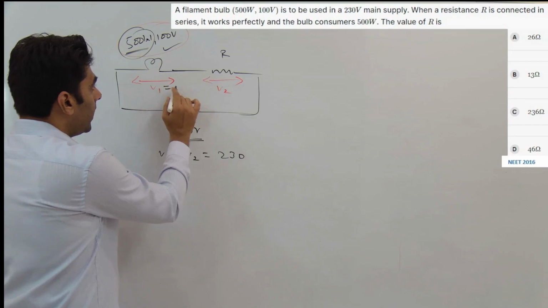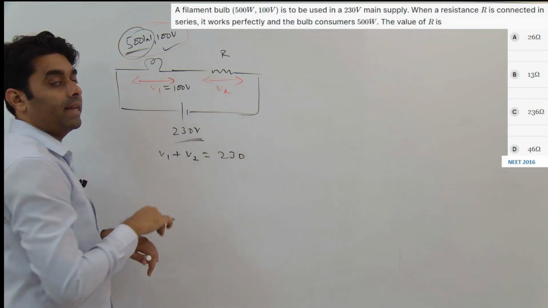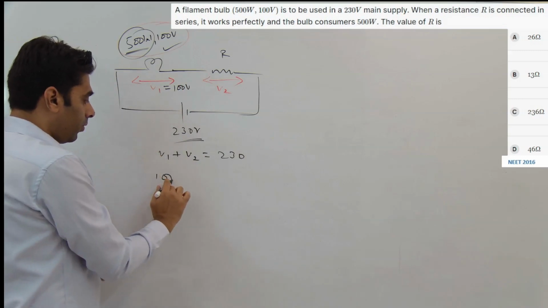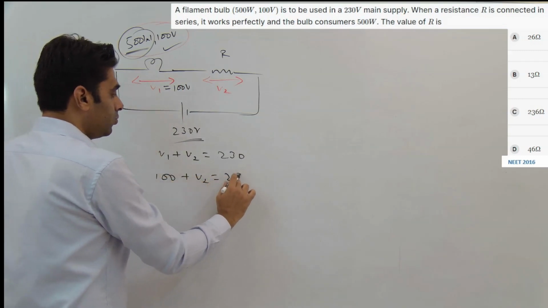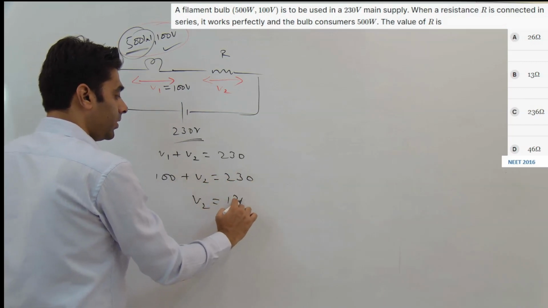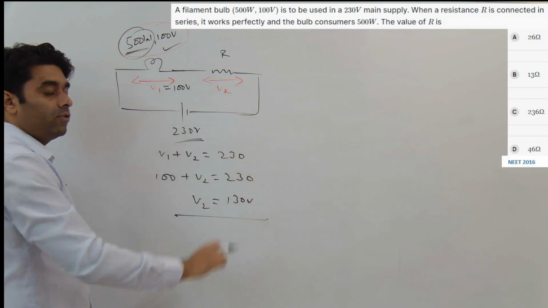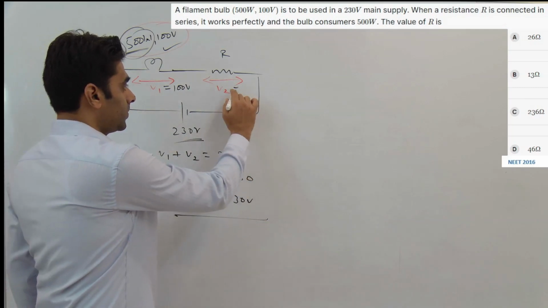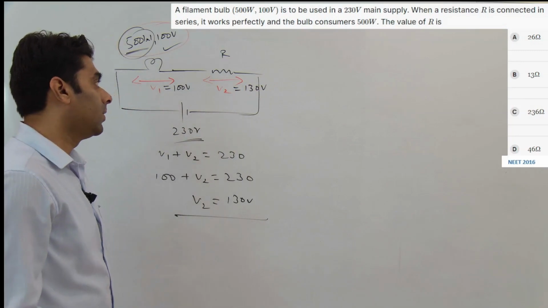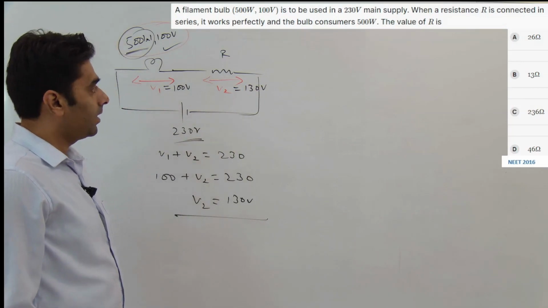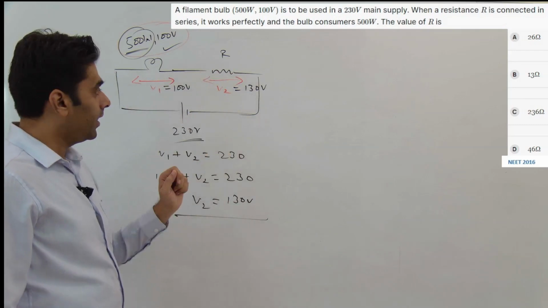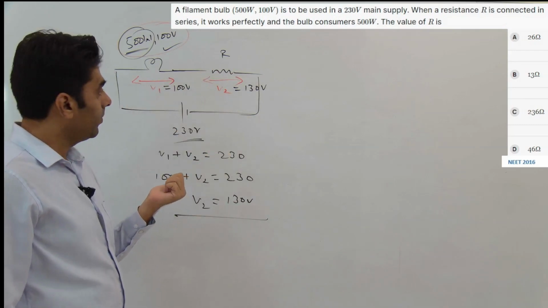So V1 value over here, they have given us indirectly. V1 value is 100 volt. So V1 is 100 volt plus V2 is equals to 230. That implies V2 value is 230 minus 100, 130 volt. That implies potential difference across the resistance is 130 volt. Fine. They are asking us R. How do we calculate? If somehow we get the current flowing through the circuit, we will get our resistance also, right?